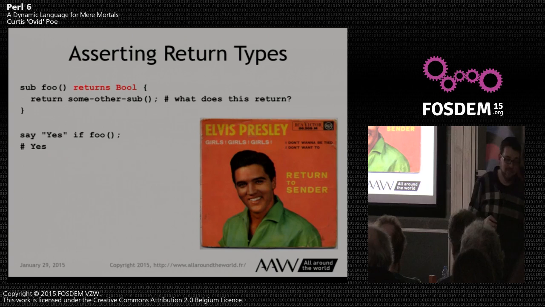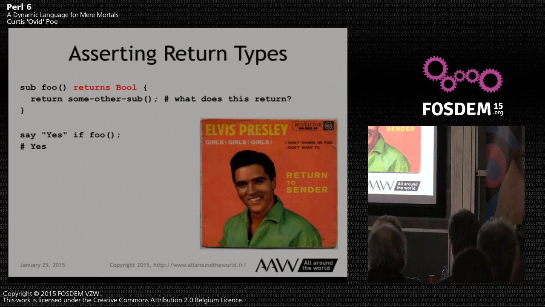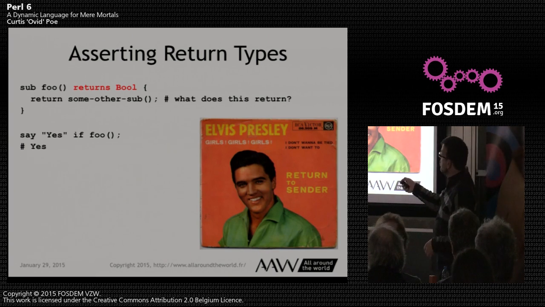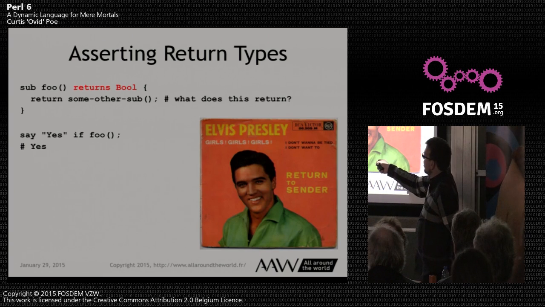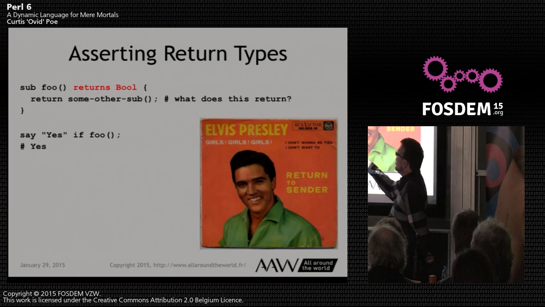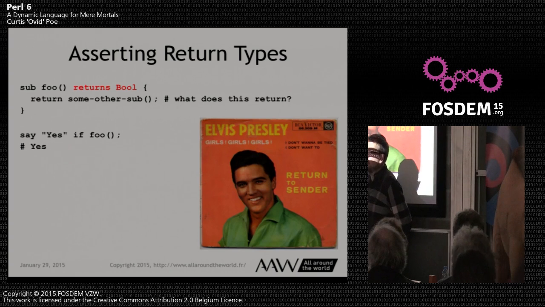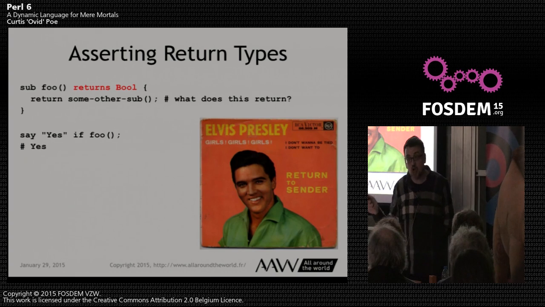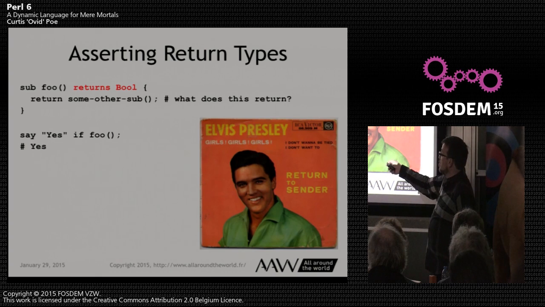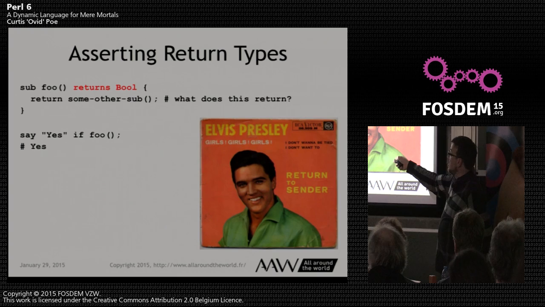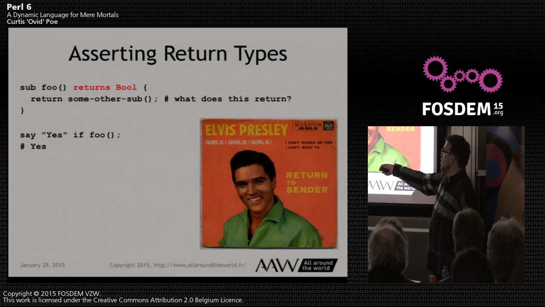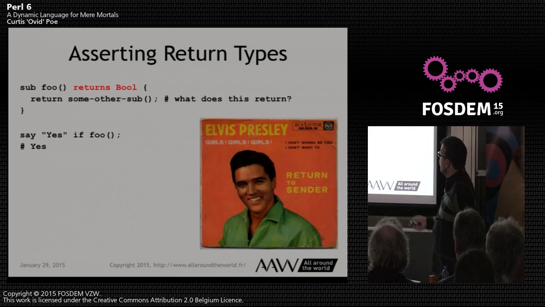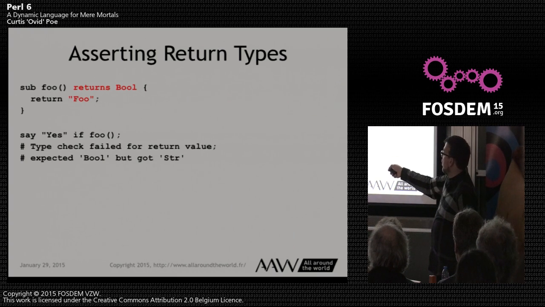Return types. That's another one, very useful. So sub foo returns bool. What does some other sub return? In looking at this code, you cannot tell. It is not possible to tell just from this one line of code. But what you know, looking at this return type, is if this returns anything other than a bool, this is going to blow up. So here, say yes of foo, yes is the desired behavior.